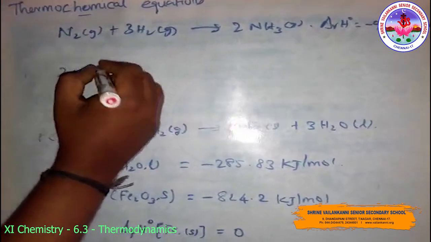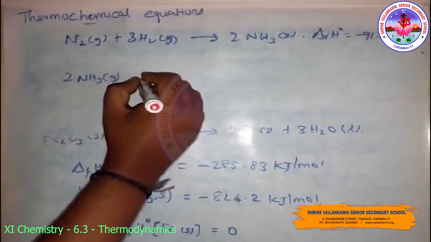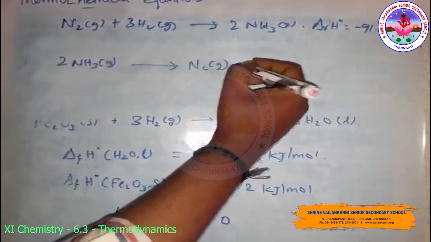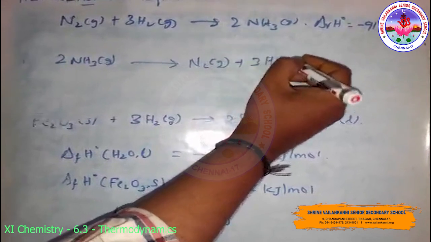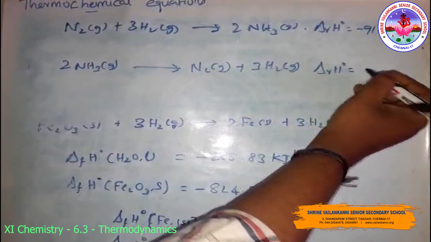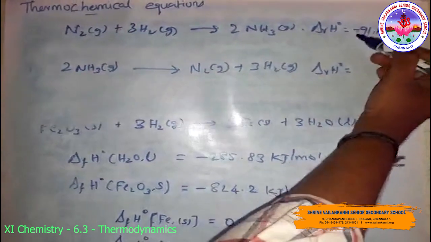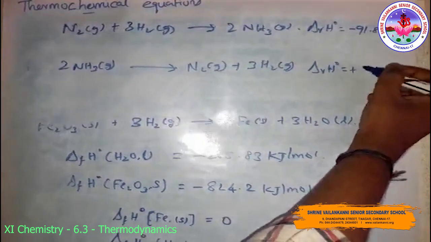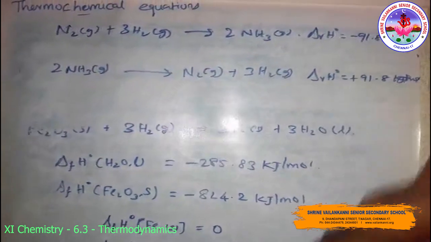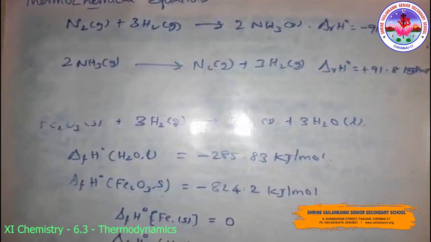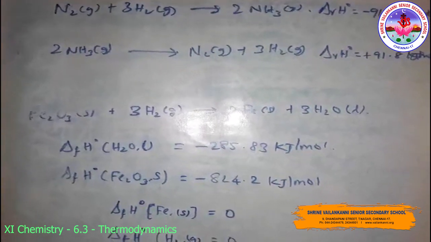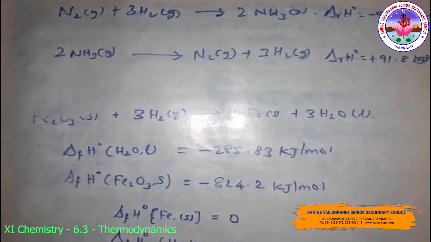So NH3 gas gives N2 gas plus 3 moles of H2 gas. Here the standard enthalpy of reaction is, instead of minus 91.8, just plus 91.8 kilojoule per mole. So this is the thermochemical equation, balanced equation, right? Then Hess's law of constant heat summation we will see.